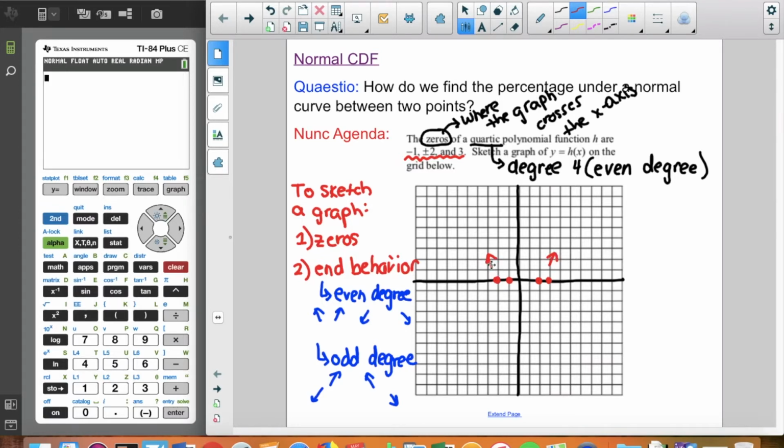Now to finish the sketch, you just have to go through all of the points. There you go. It's just a sketch. It doesn't have to be perfect. Okay, moving on.